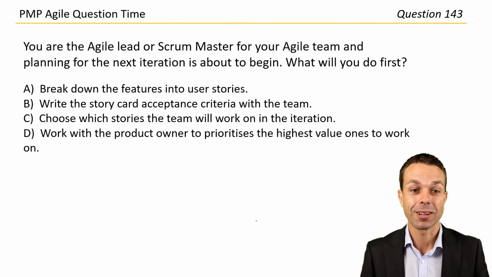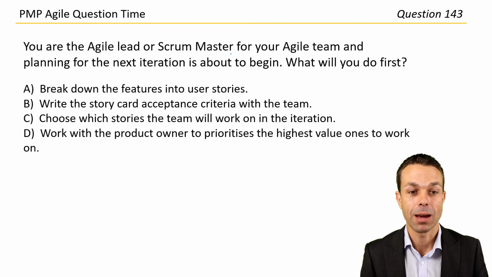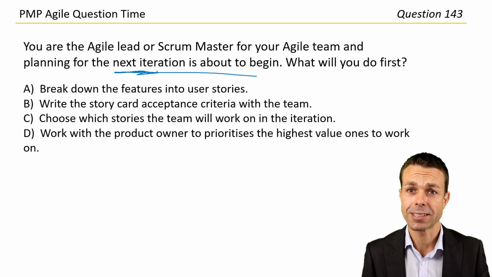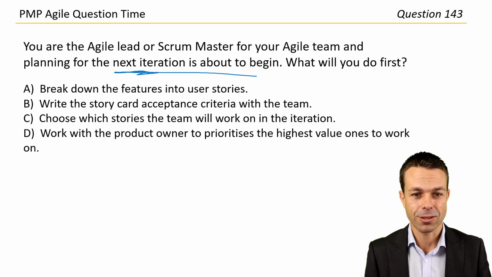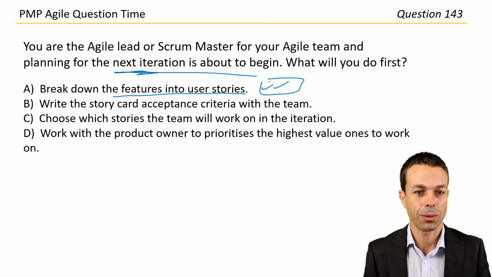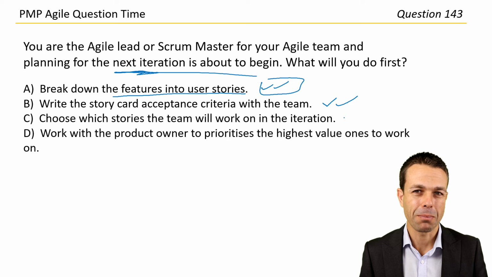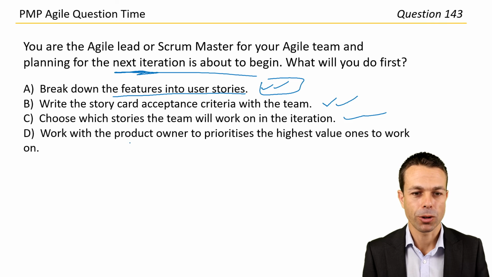Next question. You are the Agile lead or Scrum Master for your Agile team and planning the next iteration. It's about to begin. So what will we do before planning the next iteration? Let's have a look. Break down the features into user stories. That's a possibility. So before we're planning for the next iteration, write the story card acceptance criteria within the team. That's also a possibility. Choose which stories the team will work on in the iteration, probably, maybe, and work with the product owner to prioritize the highest value ones to work on. Okay, this is probably the most promising here.